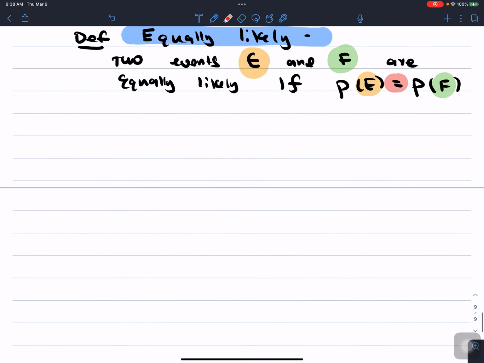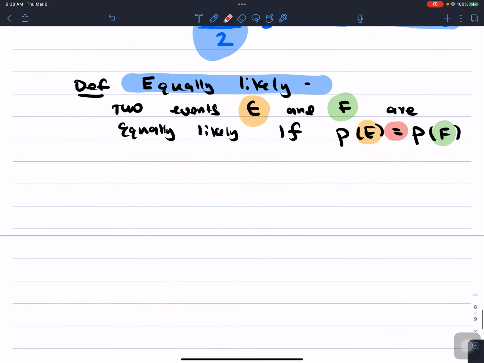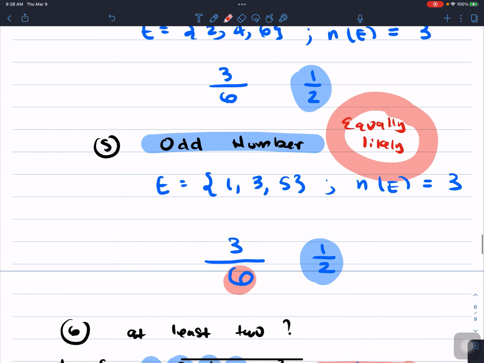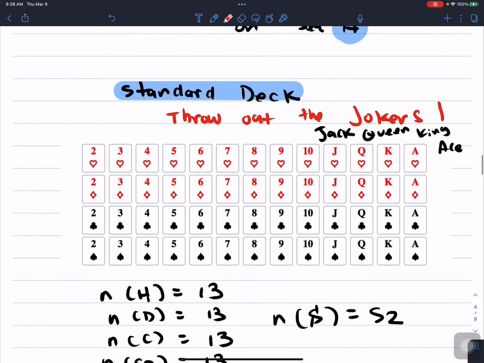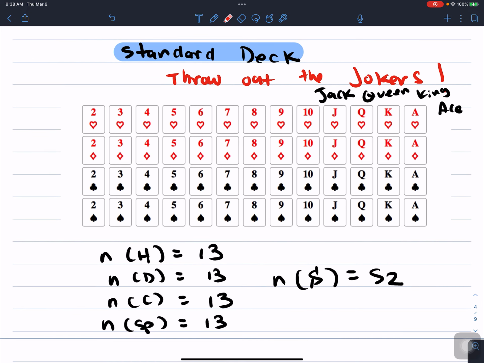Okay, let's go to another environment. What did I leave you guys with yesterday? Remember I said the deck of cards? Standard deck? Yes.